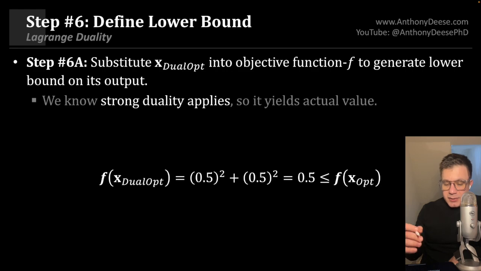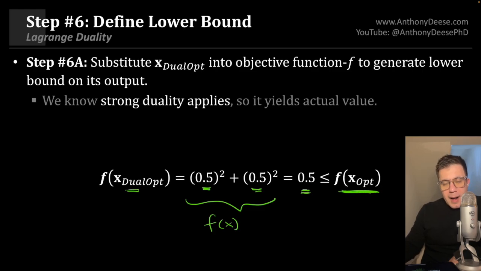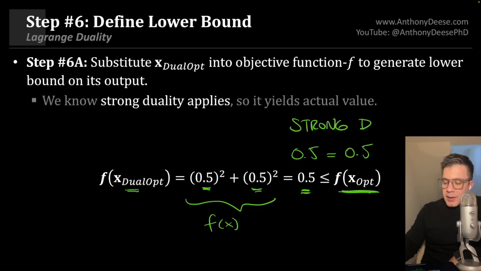And step 6, we can define the lower bound. This is essentially just plugging in our dual optimal values into this. And so this is simply the objective function. And so what we end up with is this inequality. We know that 0.5 is less than or equal to the optimal solution to our constrained optimization problem, which we already used MATLAB for. We saw it was 0.5, so strong duality applies. Right? Again, strong duality is simply the case where the duality gap, the difference between this and this, is equal to 0.